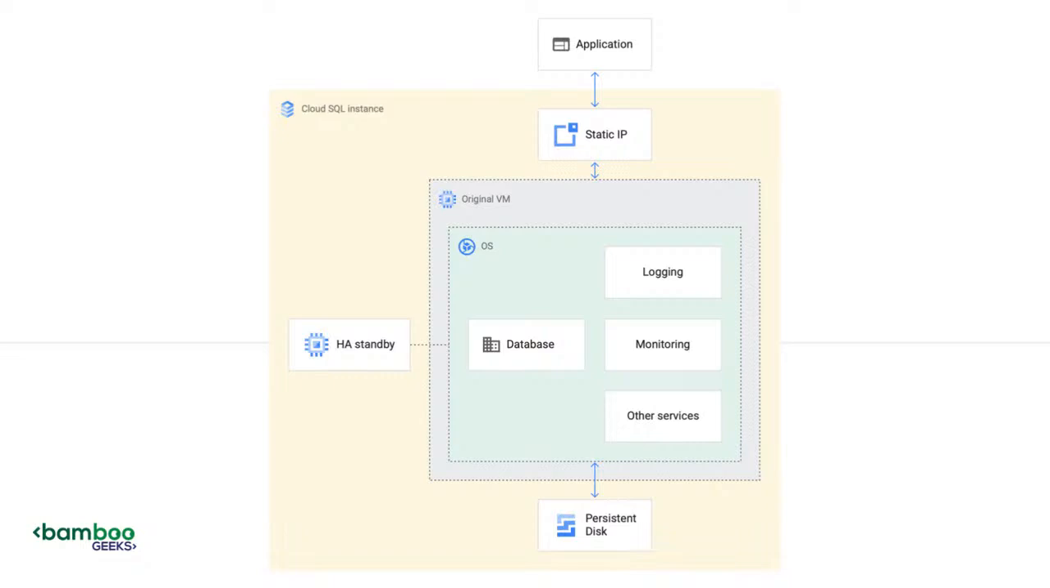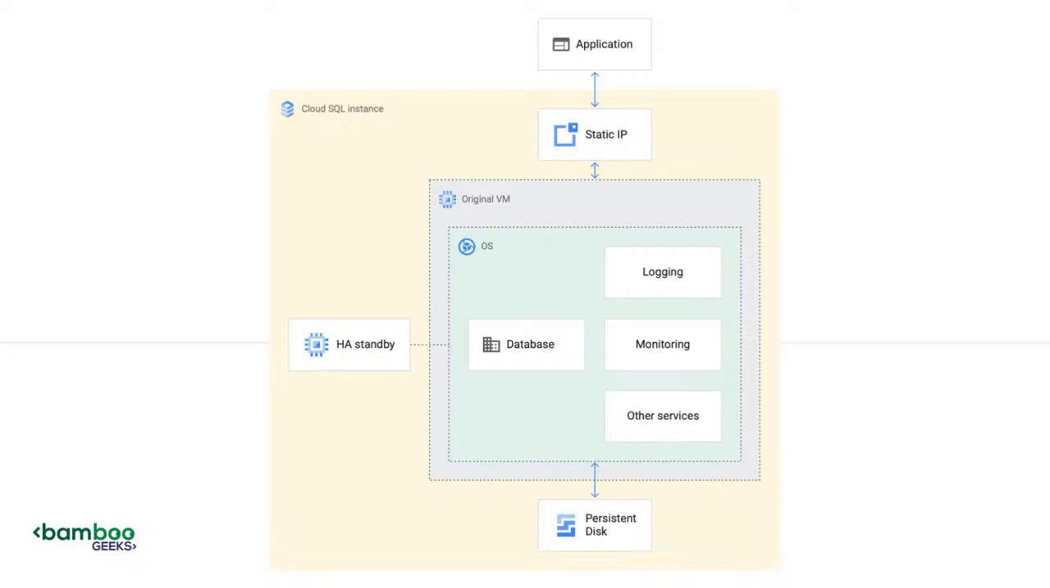By the way, if you try by yourself to create a Cloud SQL instance, you are going to see a new VM created on Compute Engine. It has a random name with a random ID, but that virtual machine cannot be accessed by you, only by the Cloud SQL service. So inside the operating system we have the database installed, along with logging, monitoring, and other services to log, monitor, and see what's happening on the database.